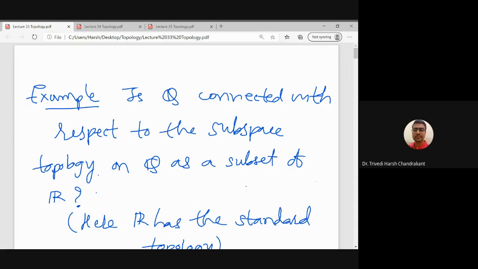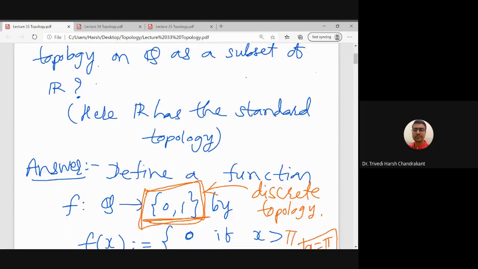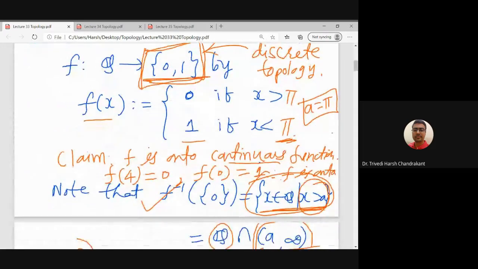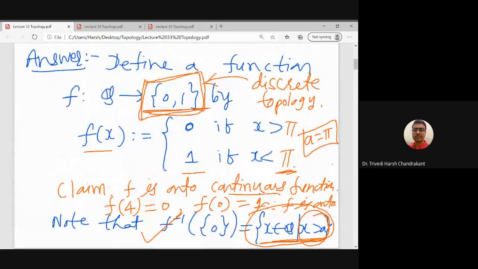We discuss some of the examples of connected and disconnected spaces. So let us recall quickly. We discussed one example, that the set of all rational numbers is disconnected, and this is one of the results we usually use to show that a topological space is disconnected.